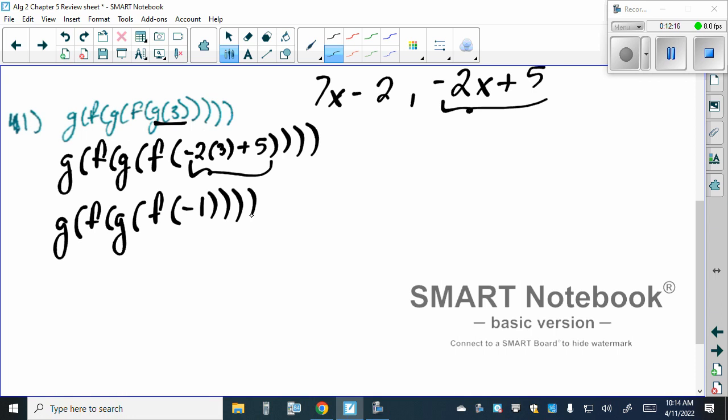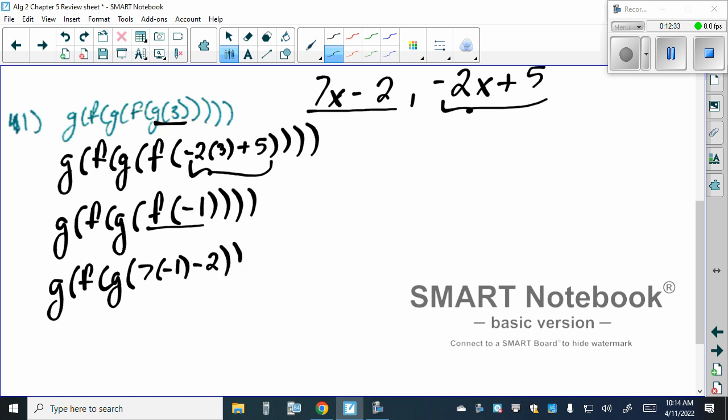So now what do I have? I have f of, so we still have the g, f, g, but now f of negative 1. We're plugging negative 1 into our 7 times x minus 2, which would be 7 times negative 1 minus 2.